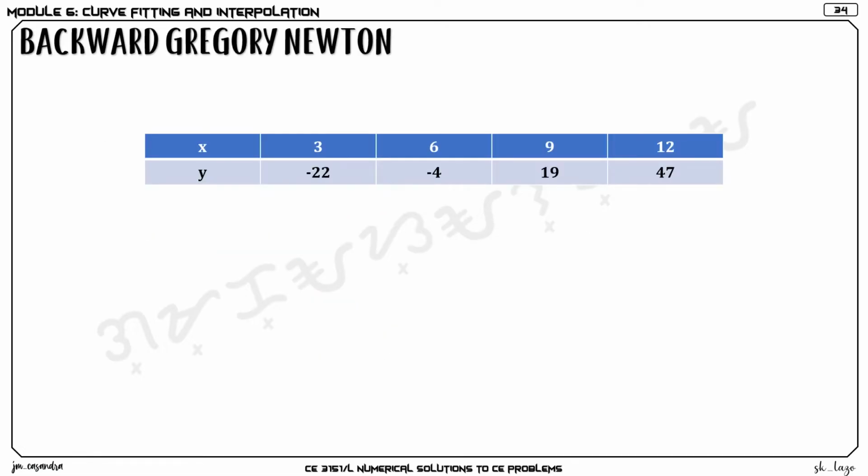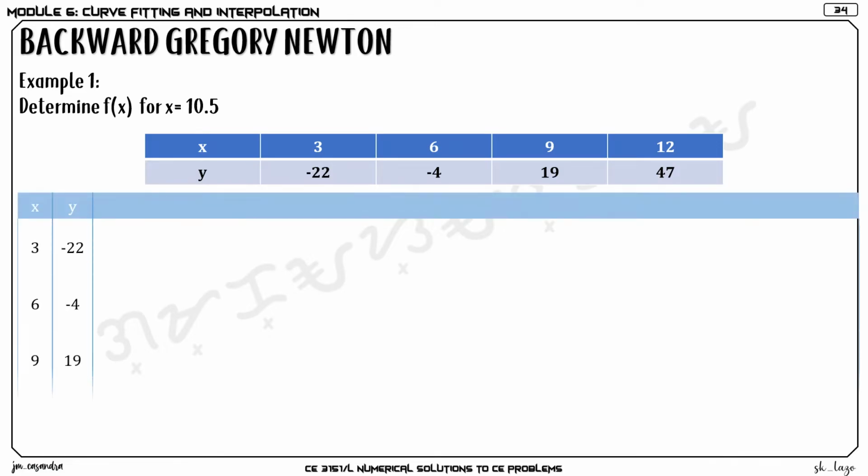So to understand backward Gregory-Newton, let's solve an example. For the given data set, determine the function of x for x equal to 10.5. So again, we determine first our leading backward differences, whereas nabla y sub n is now equal to negative 22 minus negative 4, which is 18. Negative 4 and 19 would give 23. 47 minus 19 is 28.